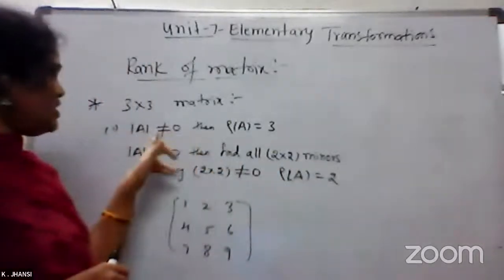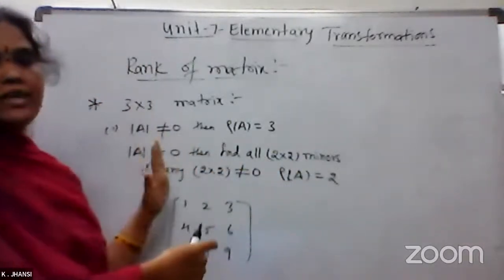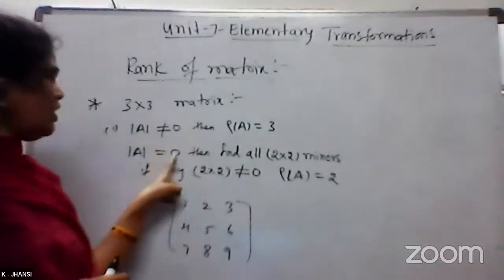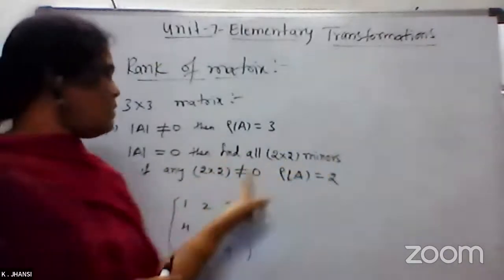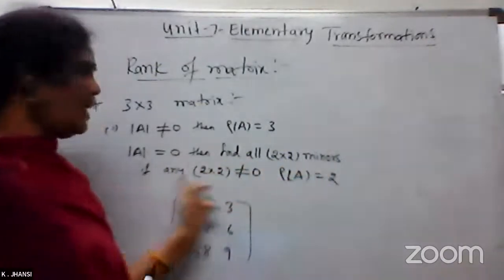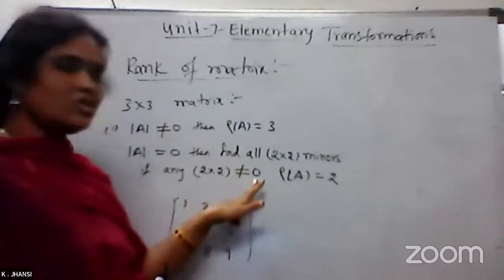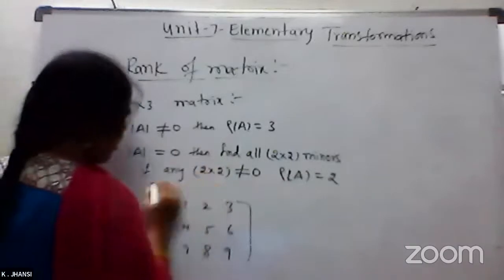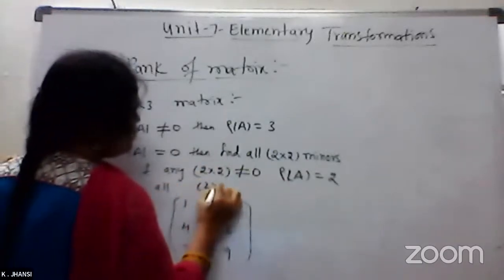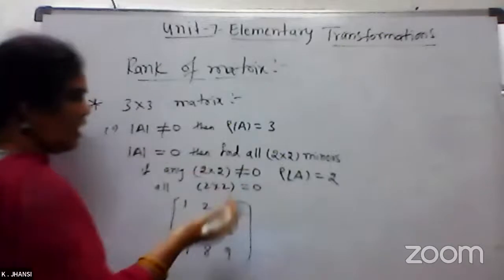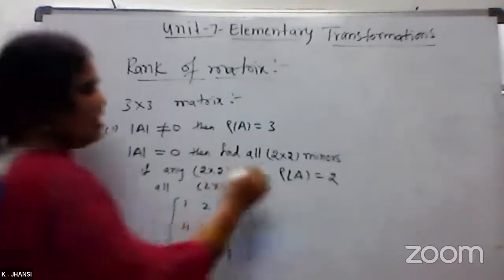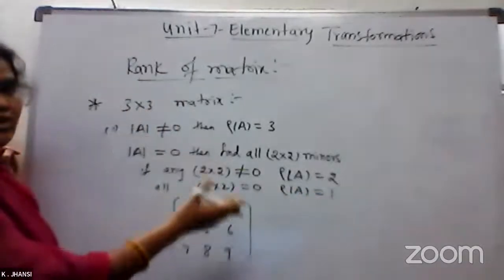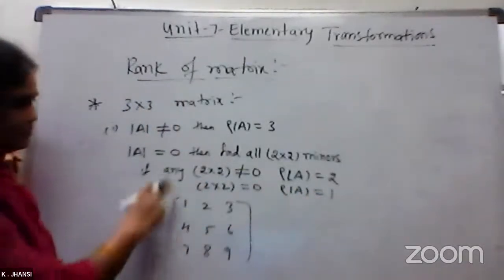So the first condition is, if the whole 3 by 3 determinant is not equal to 0, you will get 3. If you are getting determinant of A equals 0, then find all 2 by 2 minors, in which if you are getting any one as not equal to 0, then you will get the rank as 2. If you are getting all 2 by 2 minors as 0, then you will get the rank of A equal to 1. So in this, the third case is also there.